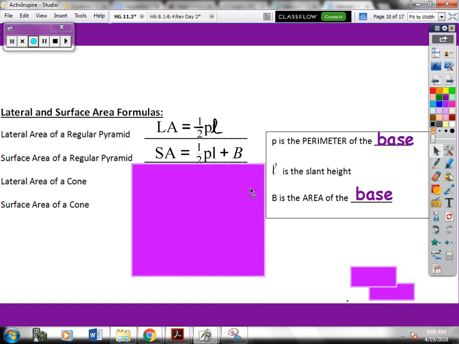Surface area is to take the lateral area, 1/2 PL, and add on, this time, only plus B. Why is it not plus 2B? There's only one base in a pyramid instead of having two.